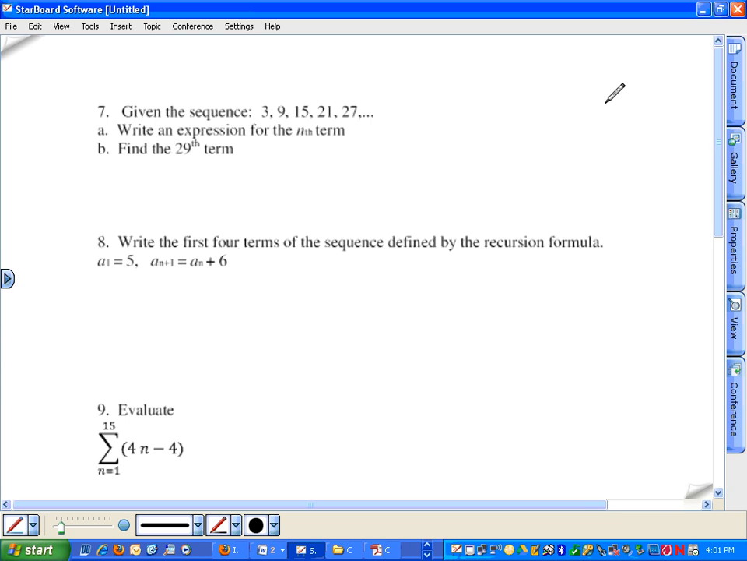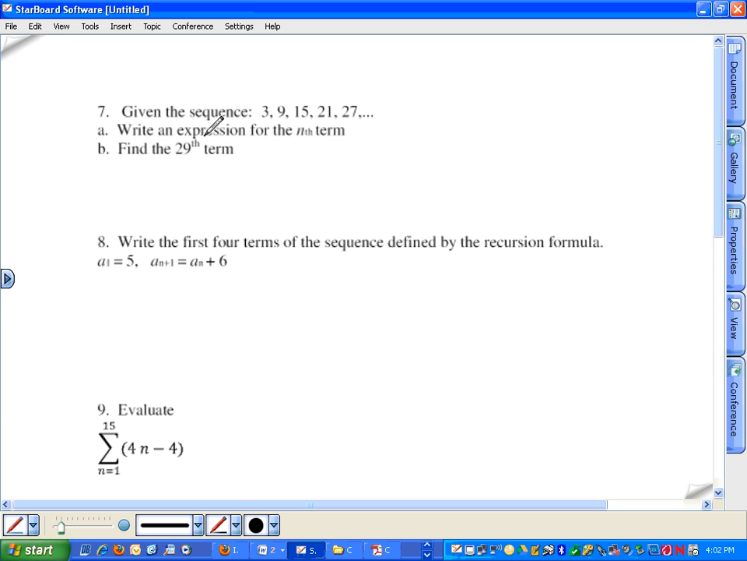Okay, part 2. Given the sequence, now we're not told if this is arithmetic or geometric, and that's always helpful to know. We need to know what type of sequence we're dealing with. So we've got to figure out, is there a common difference between terms? Are they adding the same number or subtracting the same number every time, or are they multiplying by the same number every time? In this case, we're adding 6 to every term. That's an indication of an arithmetic sequence.